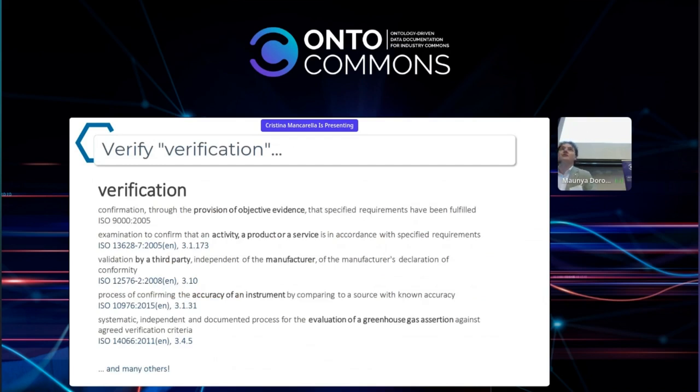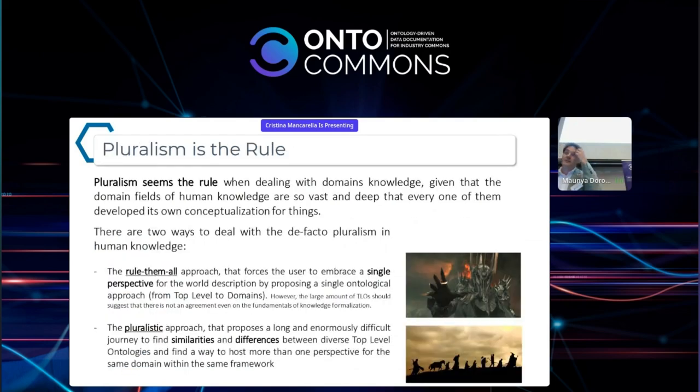For example, verification. How can we verify the term verification? If you search the term verification in the ISO, you will find several definitions. Some talk about objective evidence, some talk about manufacturer and third party, others about instrument, others about greenhouse gas. So what is verification? Something that applies only to greenhouse gas? Something that always needs a third body? What is it? So there are very important clashes in the ISO.